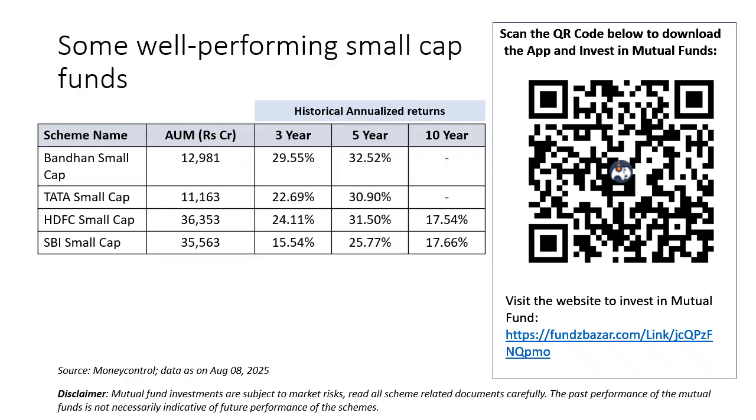So these are some of the well-performing small cap funds. These are just representative funds. I'm sure there are many other funds. Every mutual fund company has its own small cap fund. So Bandhan Small Cap Fund over the last 5 years, annualized return, fantastic return, 32.52%. Tata Small Cap, similar returns, 30.9, 31% return. HDFC, 31.5%. SBI Small Cap, 25.77%. 5 years returns we are looking at. If you look at 10 years, around 17.5, 17.7% return for HDFC and SBI Small Cap respectively.